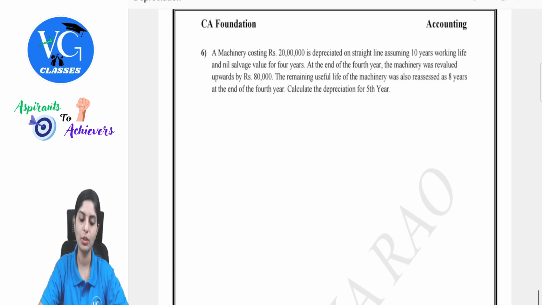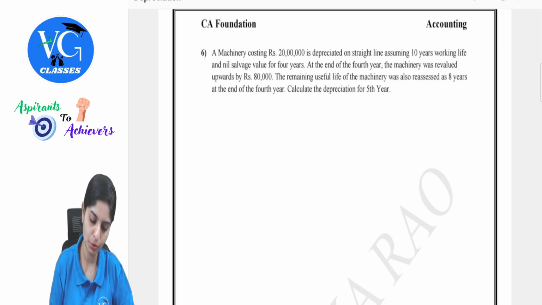A machinery costing 20 lakh is depreciated on straight line, assuming 10 years working life and nil salvage value for 4 years. At the end of the 4th year, the machinery was revalued upwards by 80,000. The remaining useful life of the machinery was also reassessed as 8 years at the end of the 4th year. So calculate depreciation for 5th year.